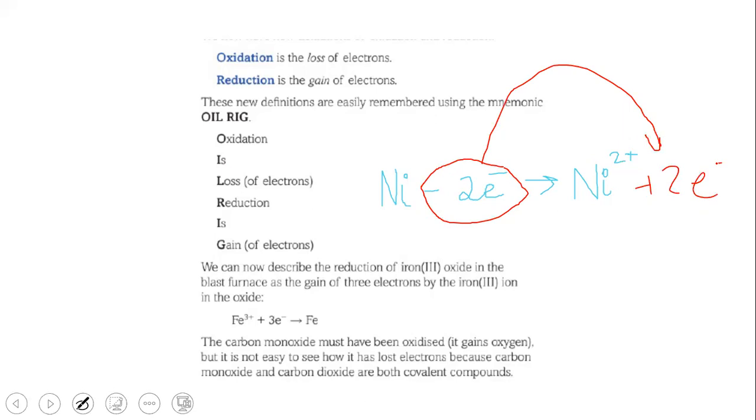Now, can you write down one equation for the reduction of iron? Iron 3 plus. So if iron 3 plus is reduced into iron 2 plus, what would be your half equation? Iron 3 plus into iron 2 plus, because iron has two oxidation states, 3 and 2. It doesn't have an oxidation state of 1.